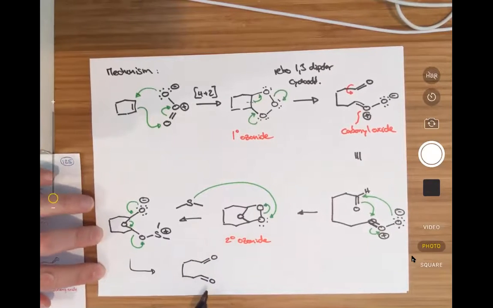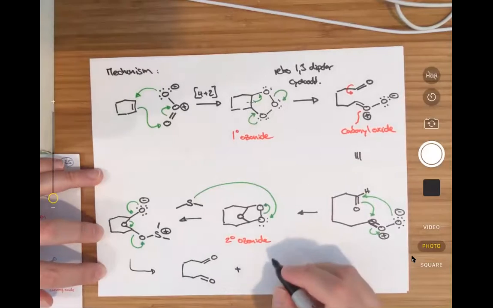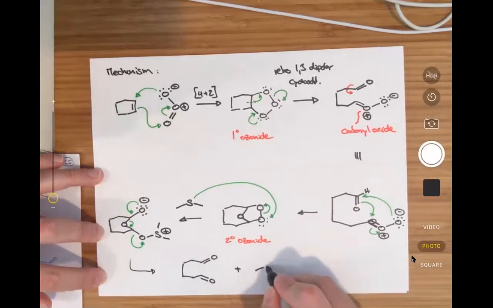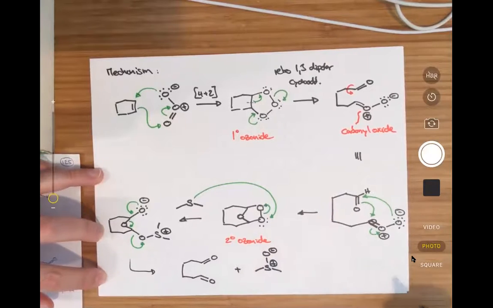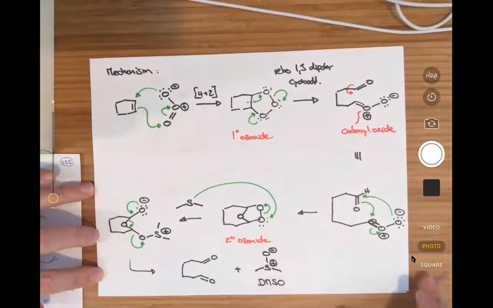So this is basically the species that we wanted. And the other fragment here is dimethyl sulfoxide. So negative charge here, positive charge here. And this is basically the solvent that you know as DMSO, right?